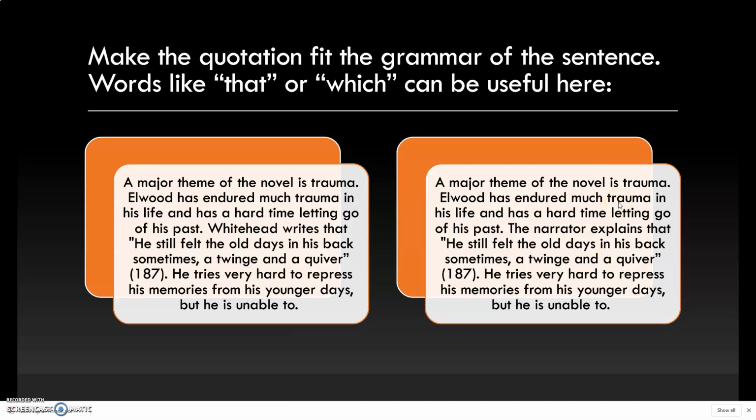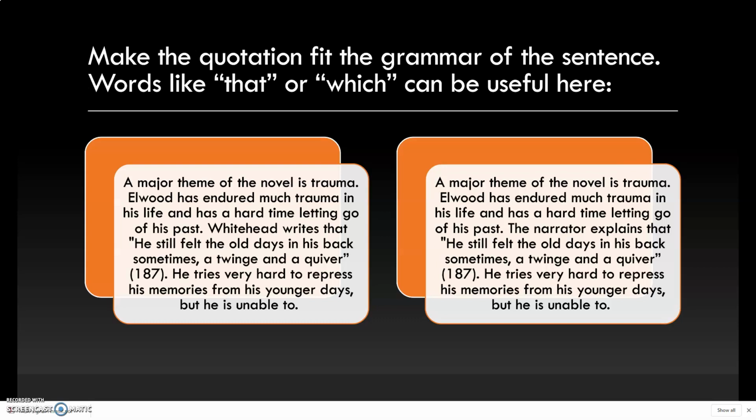All right, these are back-to-back ways to think about using the word which or that. Oftentimes students want to use a comma after the word that, so I wanted to include an example of how this would work. So we have a major theme of the novel is trauma. Elwood has endured much trauma in his life and has a hard time letting go of his past. Whitehead writes that he still felt the old days in his back sometimes.